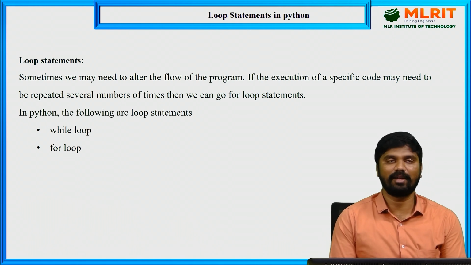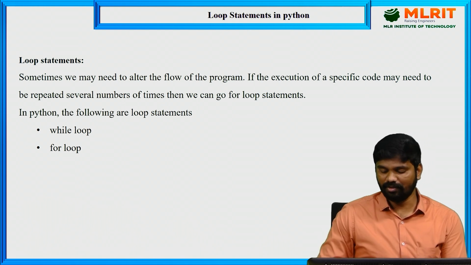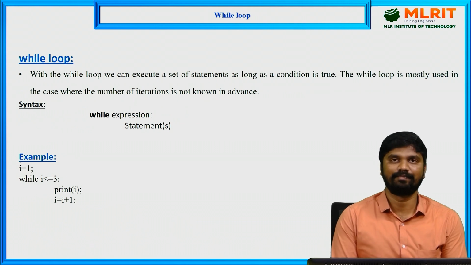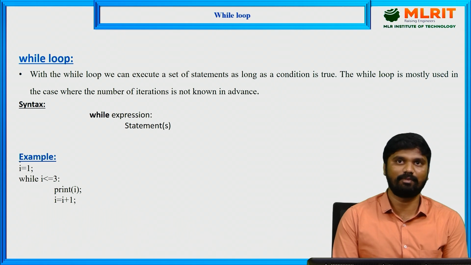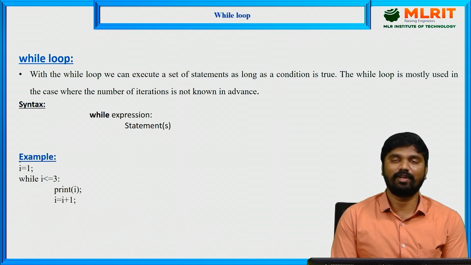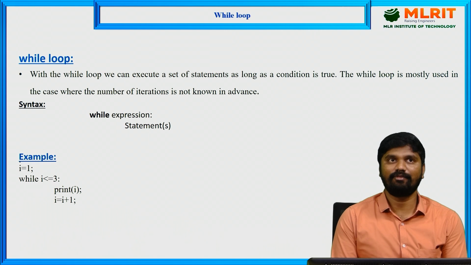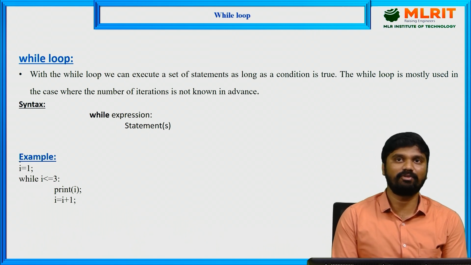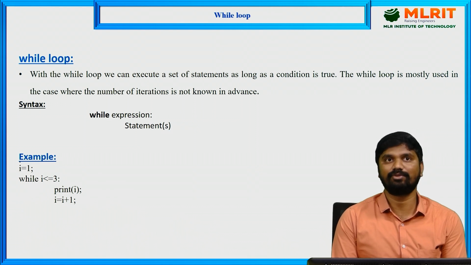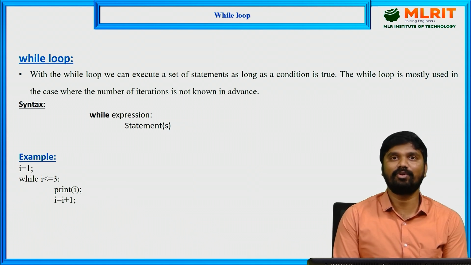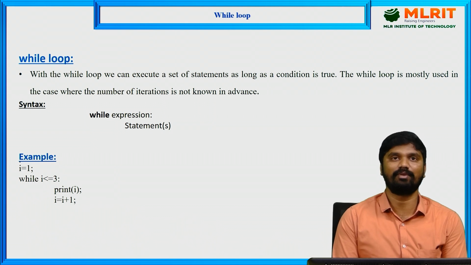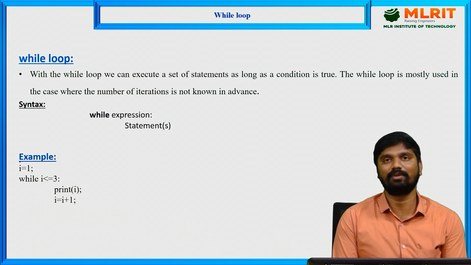One is the while loop and the second one is the for loop. First we'll discuss the while loop. Both while loop and for loop are useful to execute a statement repeatedly. But when do we have to choose the while loop? Whenever you don't know how many times the statement has to be executed repeatedly.